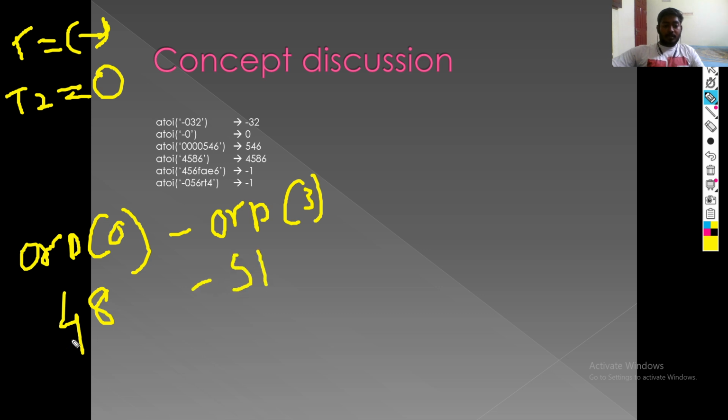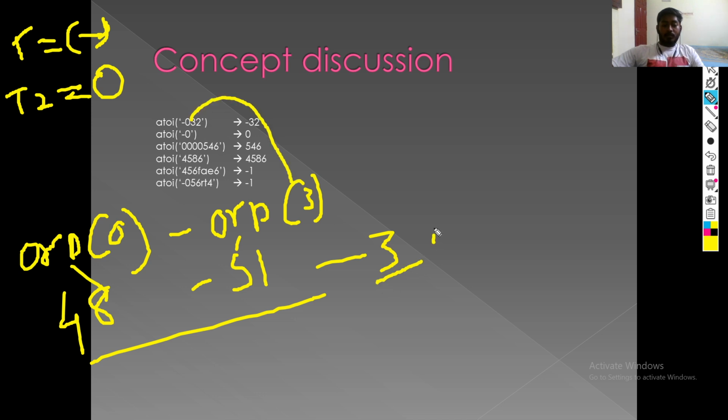If we are minusing this value, we will get 3. This is how we are going to convert this string value to an integer value. And one more thing, if the output value contains a value between 1 to 9, this is a numerical value.